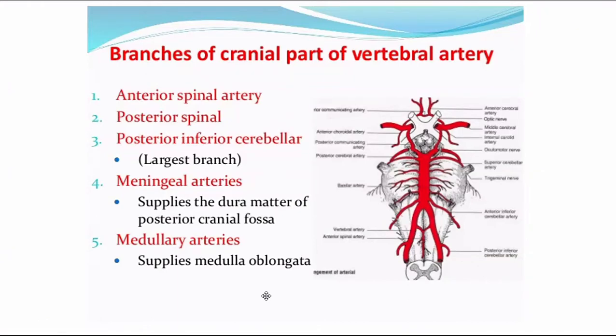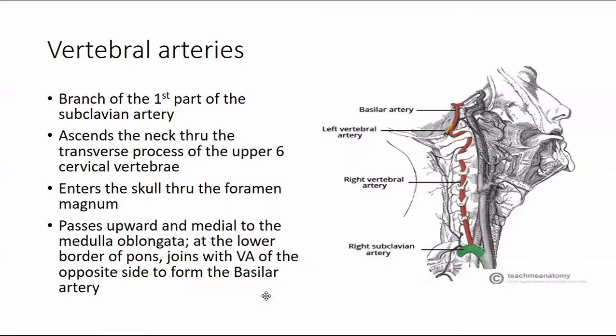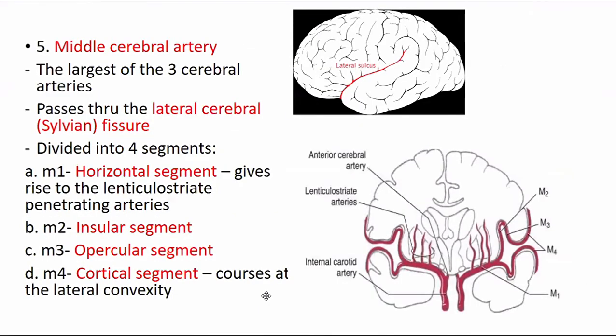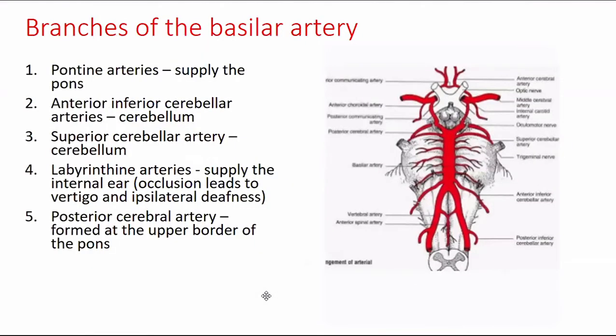Next is the basilar artery. At the lower border of the pons, again, the 2 vertebral arteries join to form the basilar artery. The basilar artery lies in the anterior midline groove of the pons. This big midline structure here is the basilar artery. It has 5 major branches as well.